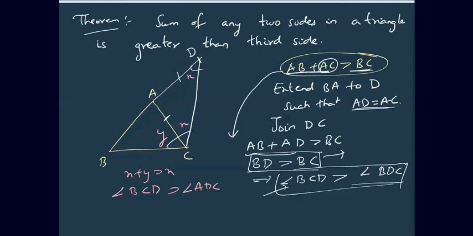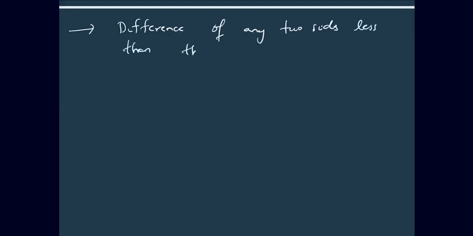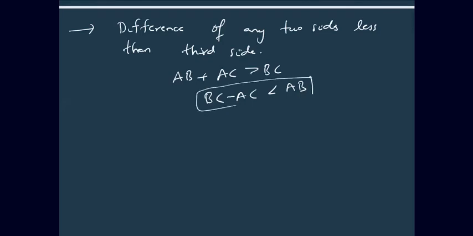So I hope this is clear to you. So let us just move on. Similarly, I can also say that in a triangle, the difference of any two sides will be less than the third side. This I can say from the previous theorem itself, because I know that AB plus AC is greater than BC. Then I can say that BC minus AC is less than AB. Okay, the difference of any two sides is less than the third side. Similarly, I can prove it for the rest of the two inequalities also.